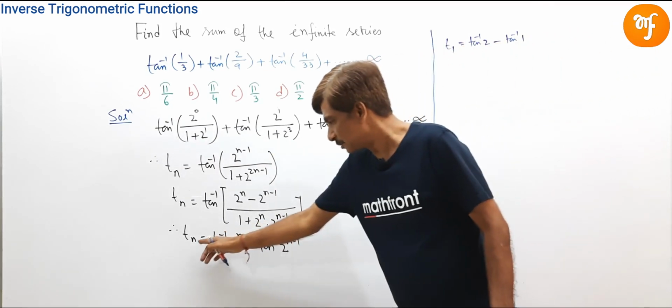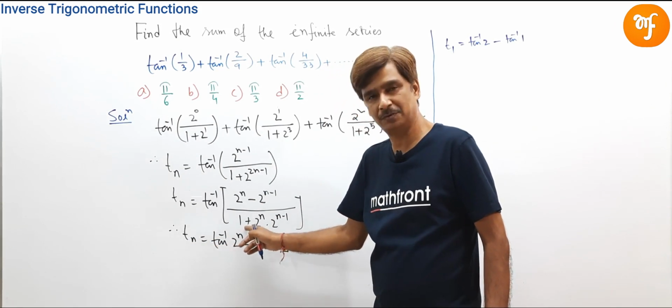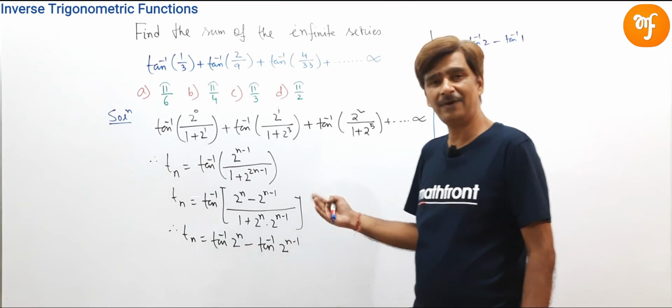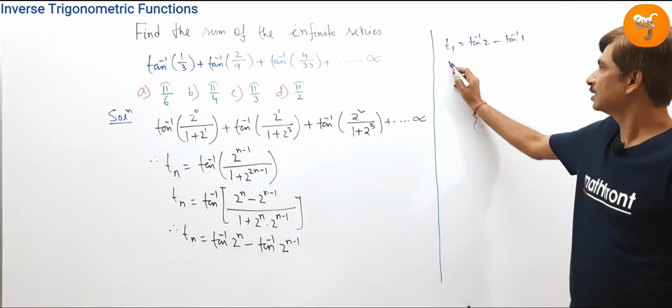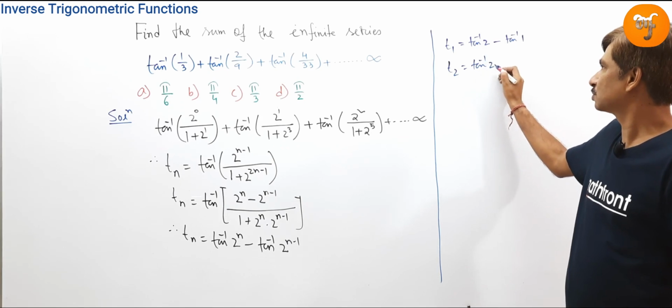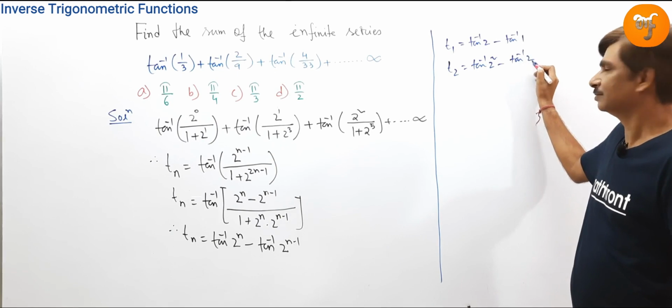So now substitute n by 2. So T2 will be what? Tan inverse of 2 to the power 2 minus tan inverse of 2 to the power 2 minus 1, that is 2 to the power 1. So we can write T2 is equal to tan inverse of 2 square minus tan inverse of 2.